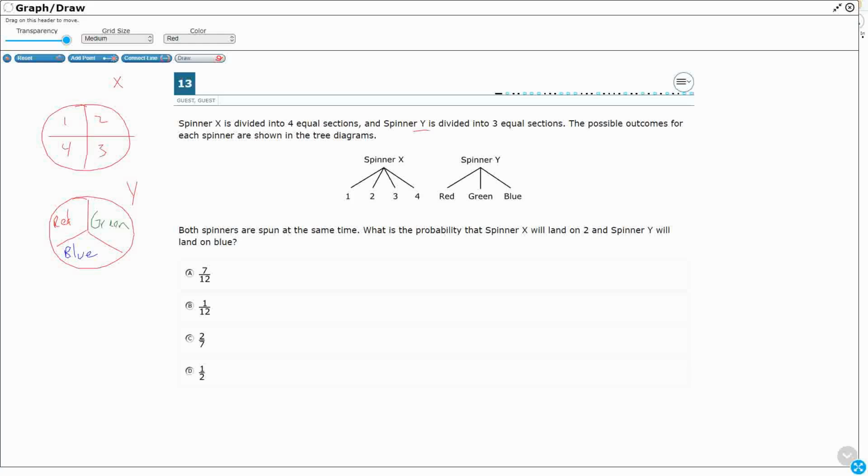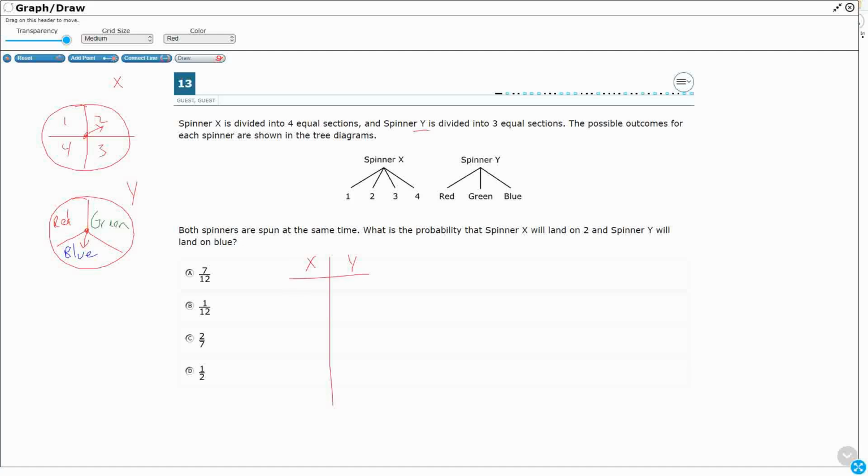We've got 2 spinners. What is the probability that spinner X lands on 2, and then spinner Y lands on blue? All right, so what are the probabilities of these two things happening? Well, if we were to spin both at the same time, right, let's come up with some sample spaces. So I could possibly have from each of these, so I'm going to do an X, right, and a Y.